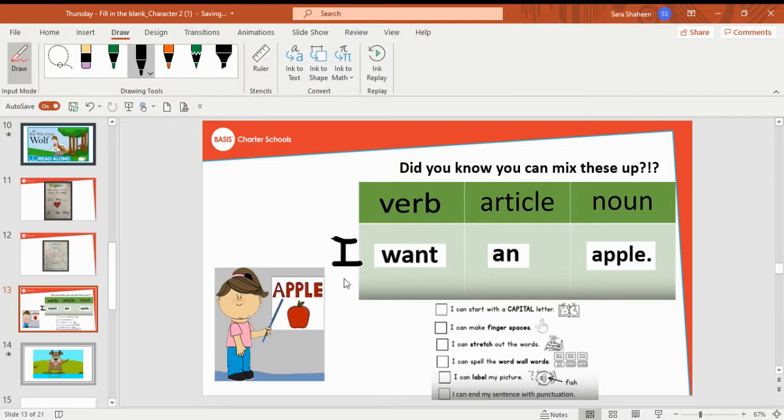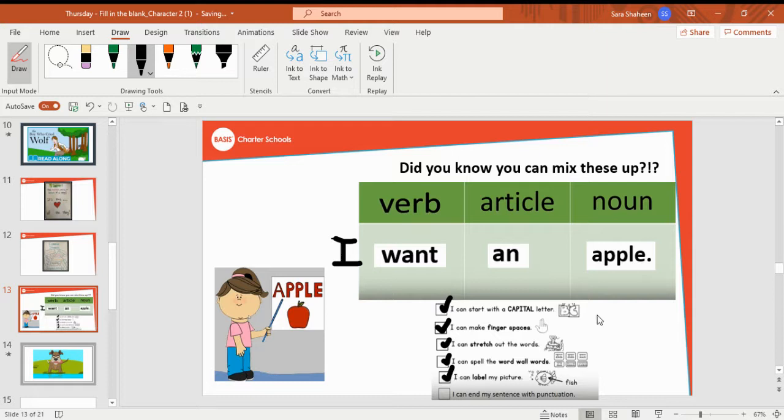So there we go. Now we have a capital letter. I want an apple. We have our finger spaces. We're learning to stretch out these words. We don't have to be there just yet. We're kind of there. We'll do a small check mark. Can we spell the words on the word wall? Again, we don't have to be there yet. I don't expect that of you, but we're working on it. Did we label a picture in this case? Did you happen to take a look at our picture? I think this is a nice label for our picture. I want an apple.